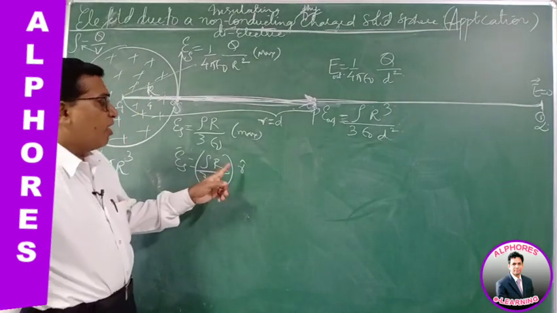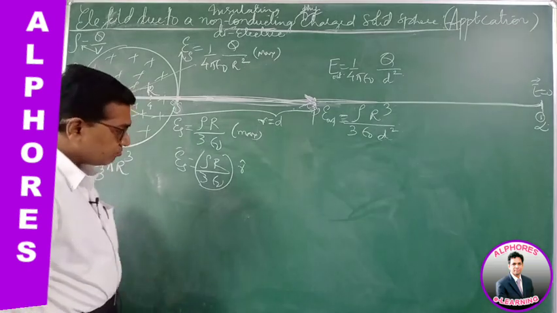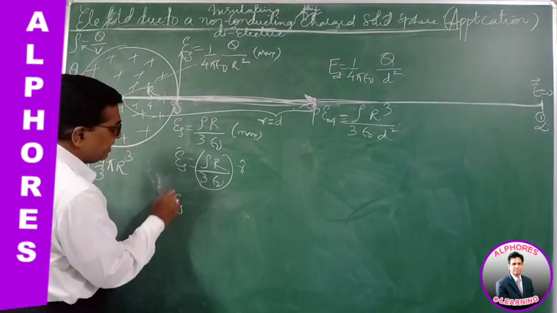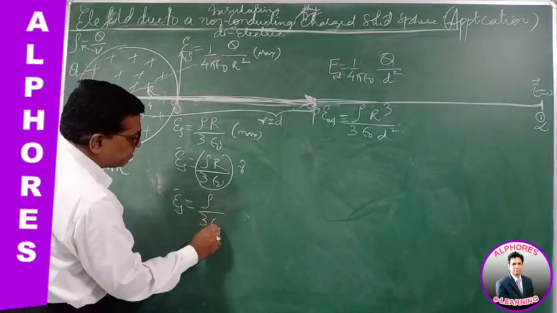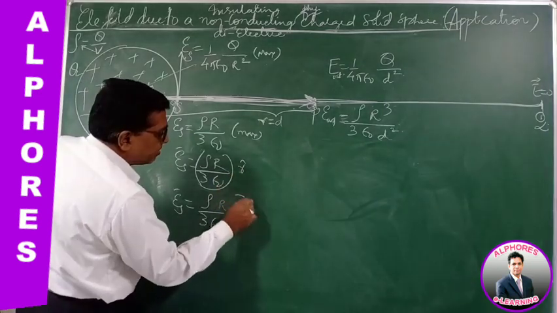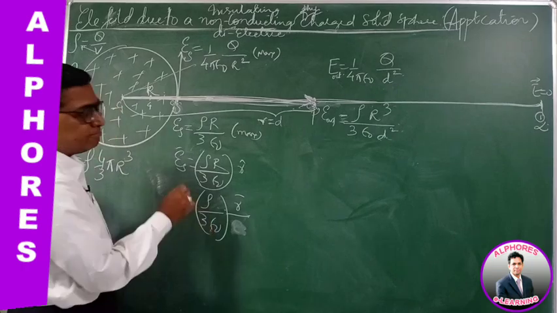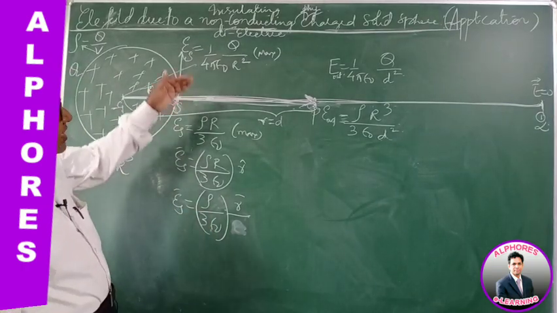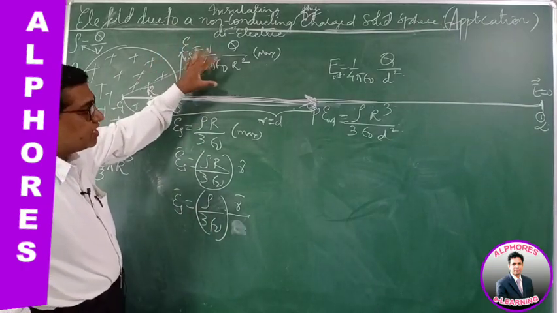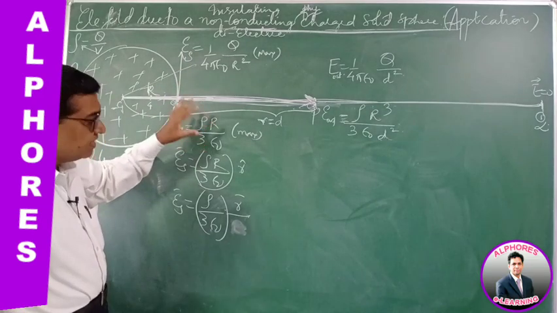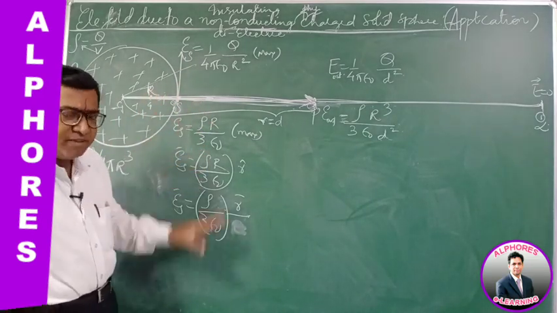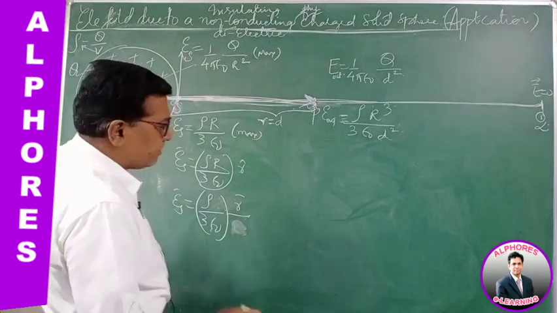Is it r cap, or is it r bar by mod r? If I represent this E bar, it's rho by 3 epsilon naught times capital R, r bar by magnitude r; r gets cancelled. This is in vector form. So this way you can write down the electric field in terms of charge, in terms of linear charge density, in vector form, all the forms. I am putting all the things in one display.